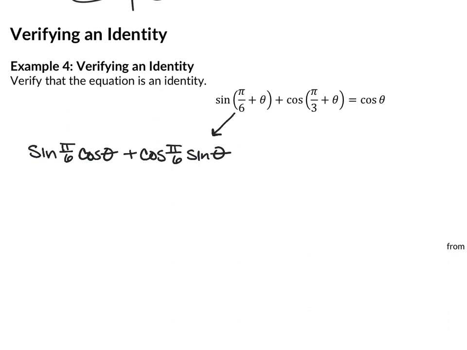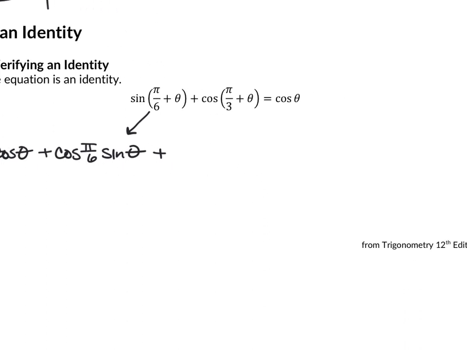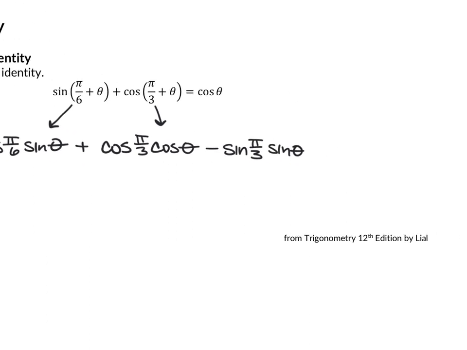Do we have something that we can use to expand cosine? Yes. Think back to the section right before this. What is the formula for cosine? Cosine of pi over 3 times cosine of theta minus sine of pi over 3 times sine of theta. We have expanded both. So if I'm writing a step here, I know that that's going to be equal. So that was the sum and difference identities.